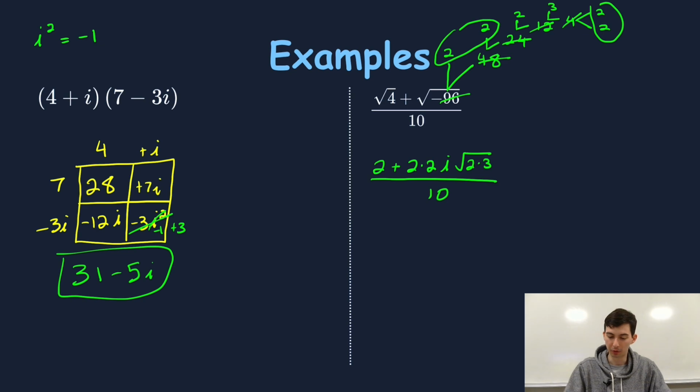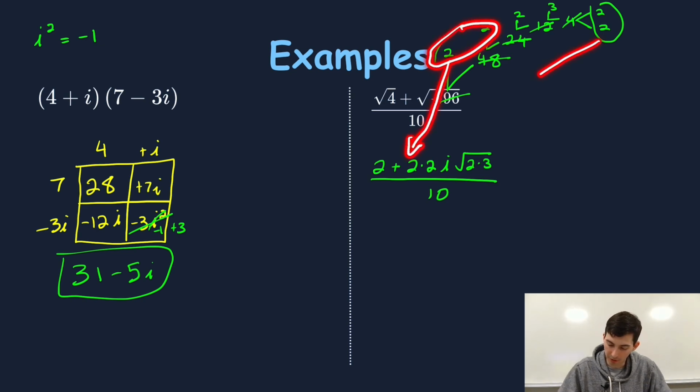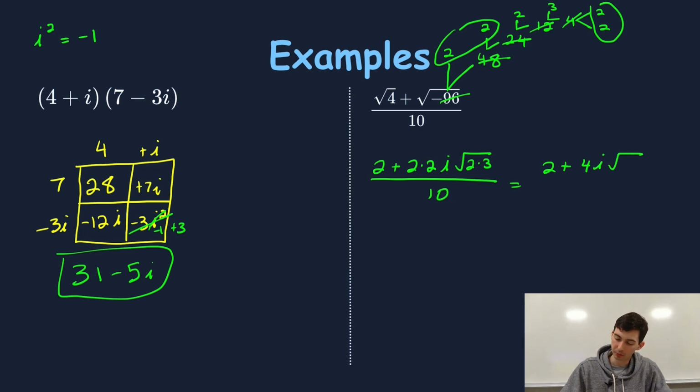Now let's clean this up a little bit. So again, I pulled out one pair of 2's and another pair of 2's, and those come out as singles. But I can multiply those now. I'm going to have 2 plus 2 times 2 would give me 4i. And then inside the radical, 2 times 3 would give me 6, and all of this is divided by 10.